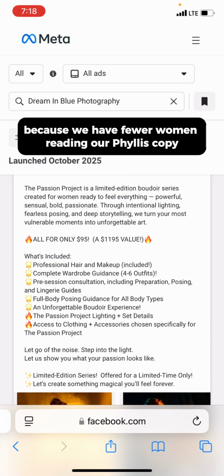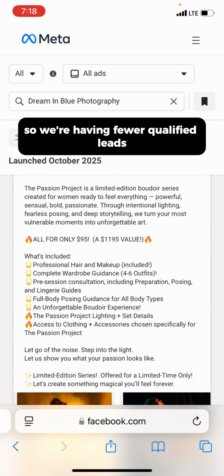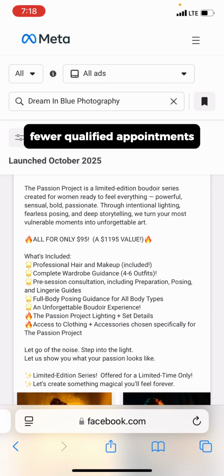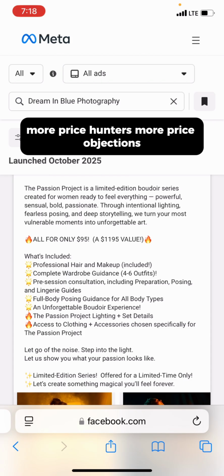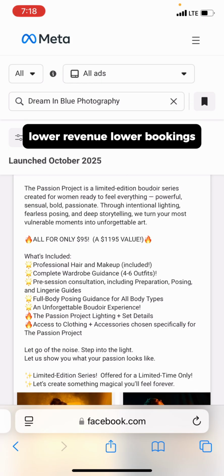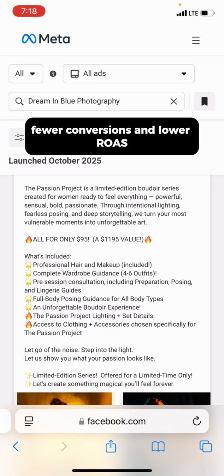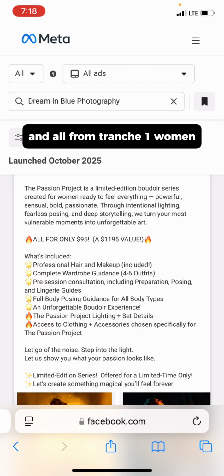Because we have fewer women reading our full ad copy, fewer women are getting pre-qualified. So we're having fewer qualified leads, fewer qualified appointments, and we endure more ghosting, more tire kickers, more price hunters, more price objections, ultimately resulting in lower sales, lower revenue, lower bookings, fewer conversions, and lower ROAS. And all from tranche 1 women.